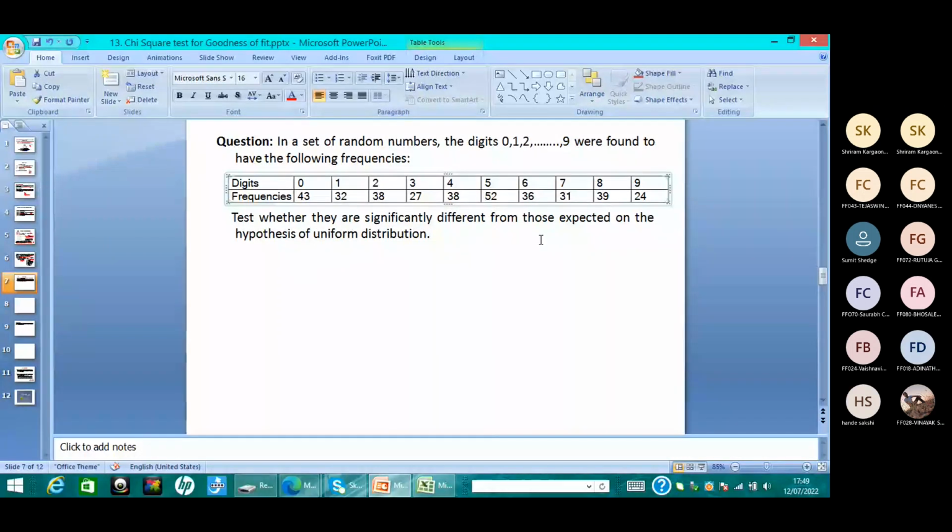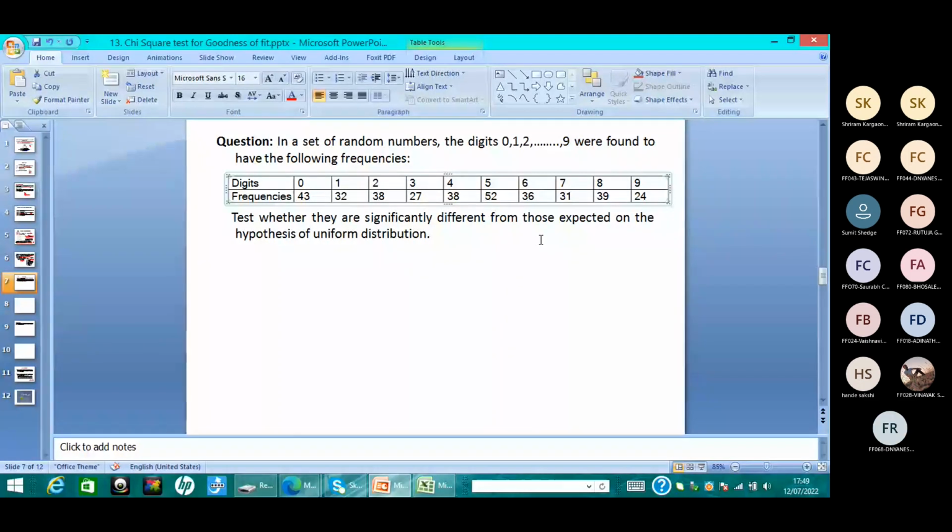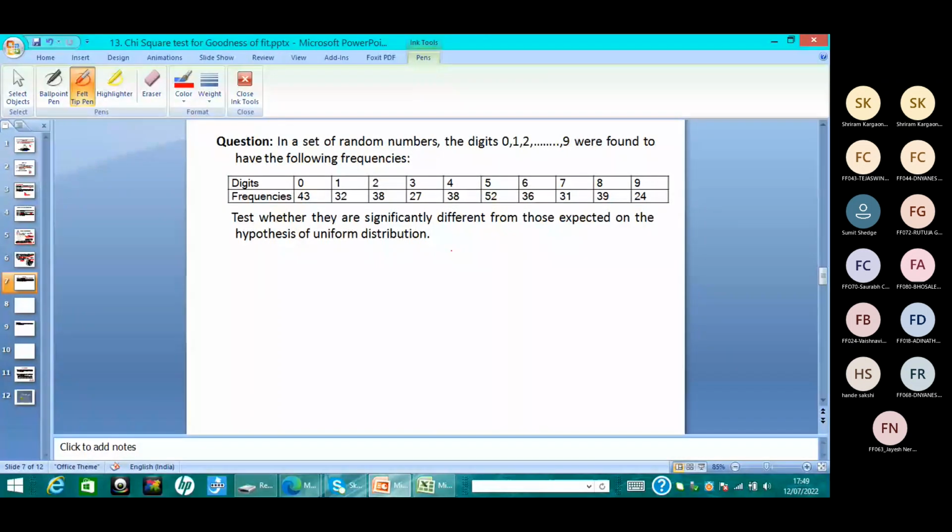In a set of random numbers, the digits 0, 1 to 9 were found to have the following frequencies. Test whether they are significantly different from those expected on the hypothesis of uniform distribution. So indirectly, what you are asked to test is whether all the digits are uniformly distributed or not. That means 0 to 9 should all come equally, an equal number of times. Okay, no problem.